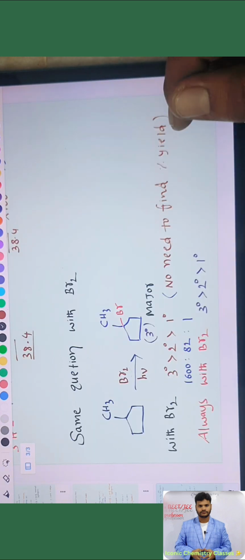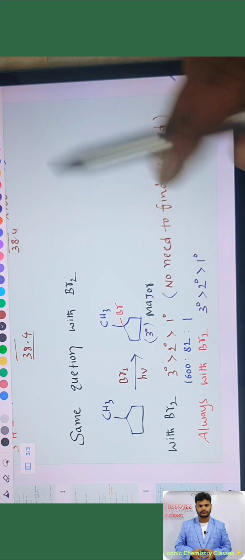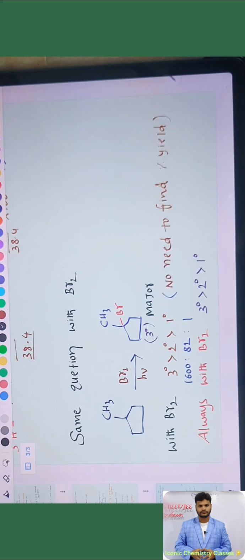Same question with Br2: 3 degree is major. Here one important logic is there. With bromine, no need to find relative yield or percentage of yield. Always 3 degree greater than 2 degree greater than 1 degree. This is the majority order, because 3 degree relative rate is 1600 times and 2 degree 82 times. This is the logic, students. Listen carefully: if chlorination is asked, use the formula; if bromination is asked, no need to use it. Always 3 degree, 2 degree, 1 degree.